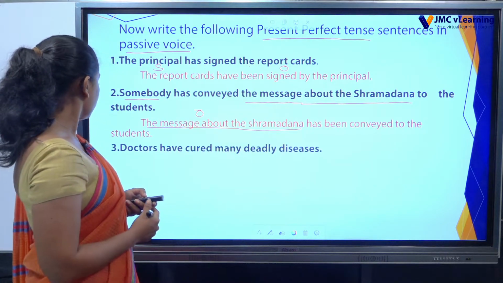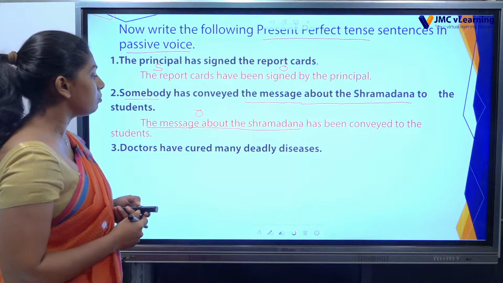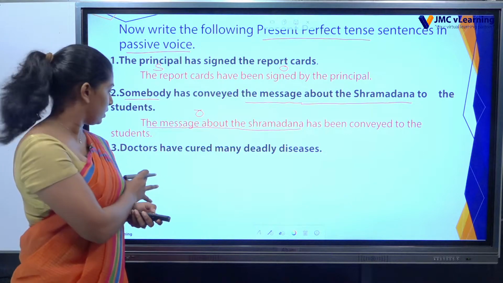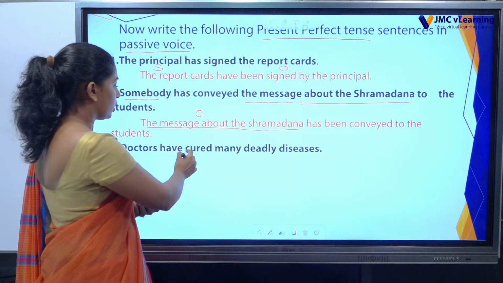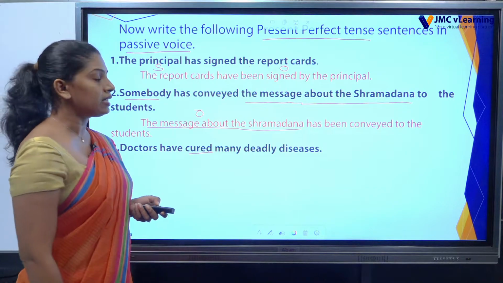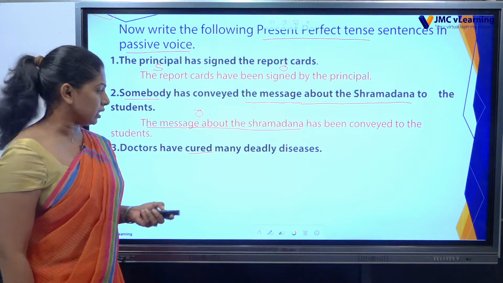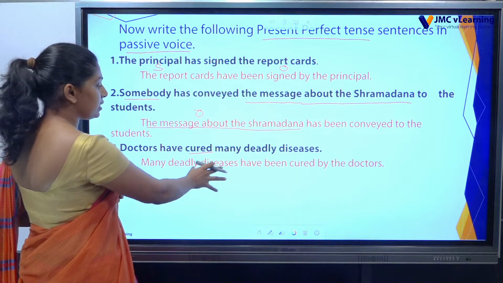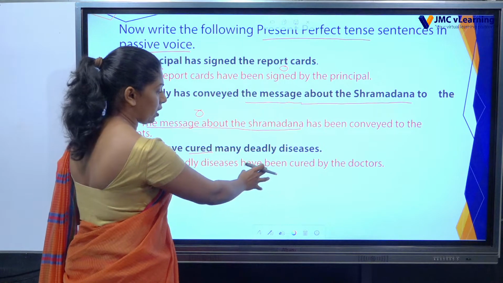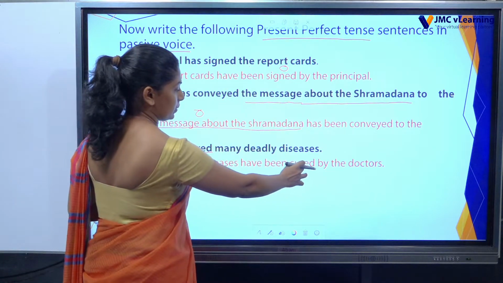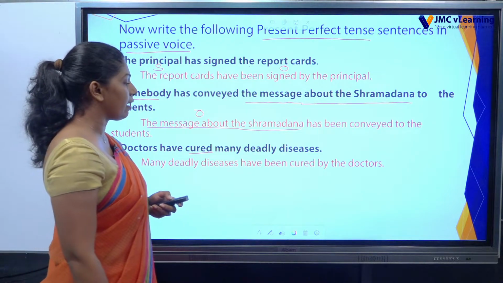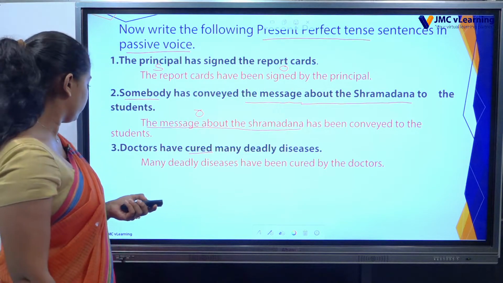Right. Third one. Doctors have cured many deadly diseases. Here who has done that? Doctors have done it. Then cured is the verb, past participle. What have they cured? Many deadly diseases. So that is the object here, and the object is plural. So we can take have been and the verb in past participle, cured, then by the doctors. So the answer is many deadly diseases have been cured by the doctors.